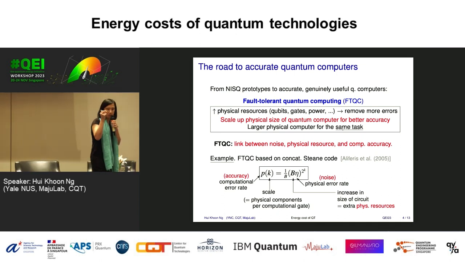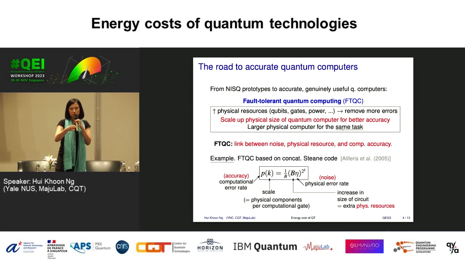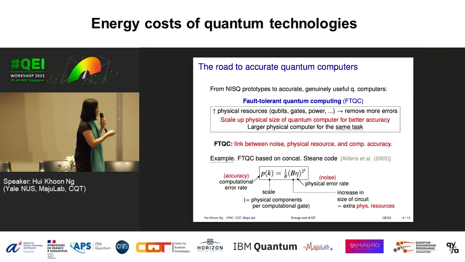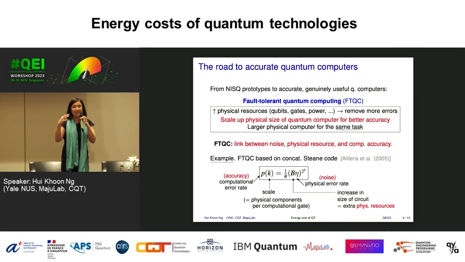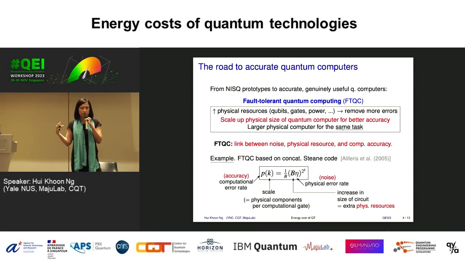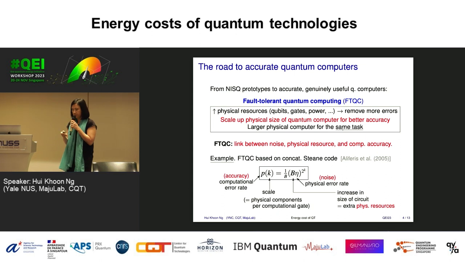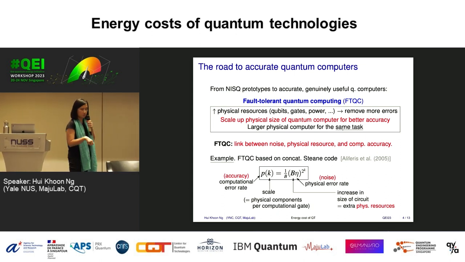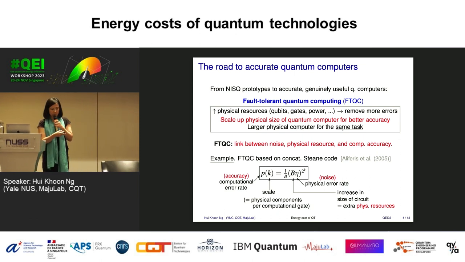So rather than doing a single computational gate, every single computational gate now translates into a larger circuit that incorporates the error correction operations in it. That's what this B is capturing. It's capturing how much you have complicated your circuit in order to be able to remove errors and hence do a more accurate calculation. So in that sense, this is the physical resources that you need to invest in order to improve the accuracy.